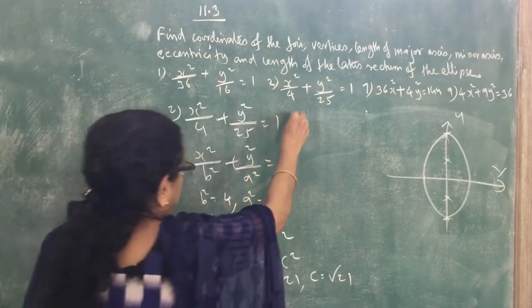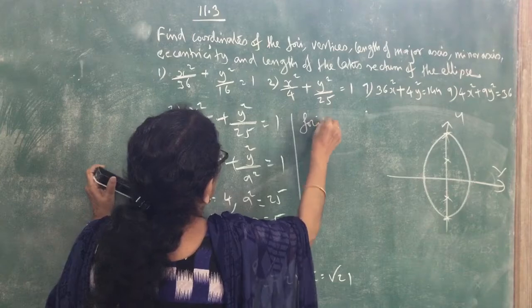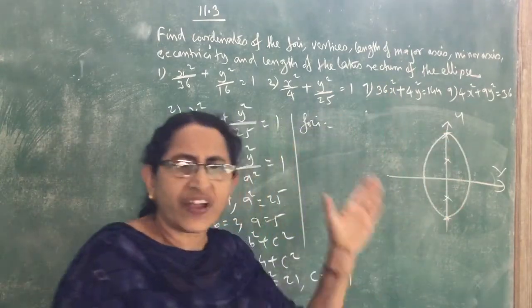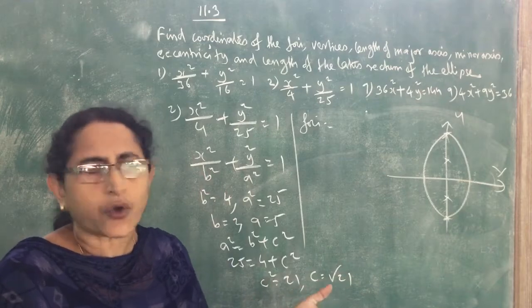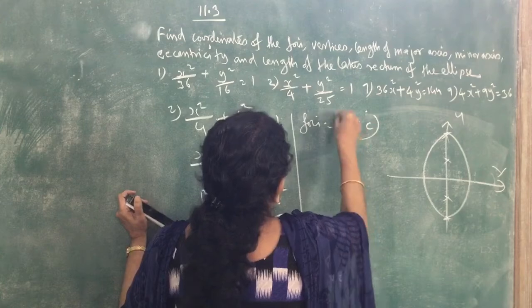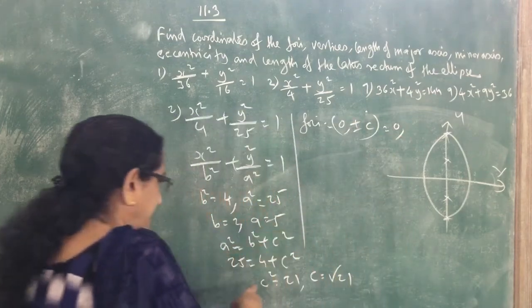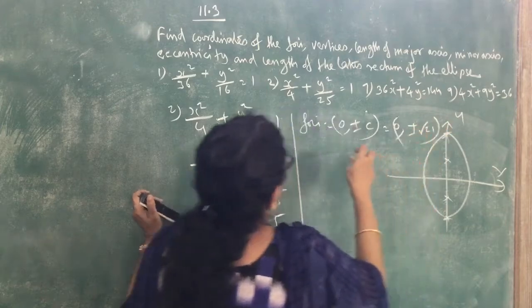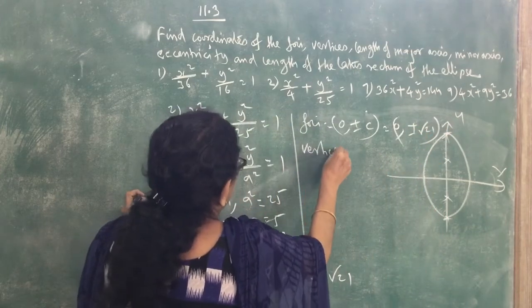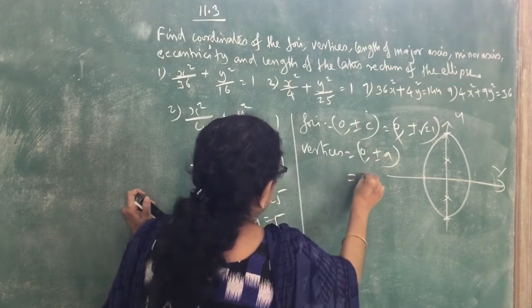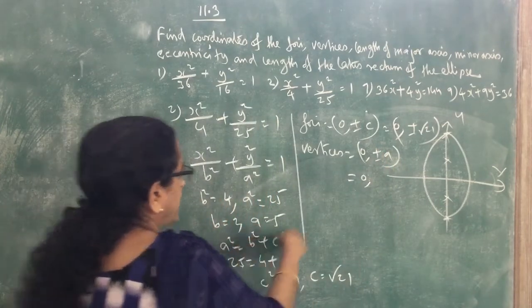So foci. Here the foci and vertices lie along the y-axis. So the x coordinate will be 0. So foci is 0 plus or minus c, that is plus or minus root 21. Then vertices equal to 0 plus or minus a, that is 0 plus or minus 5.